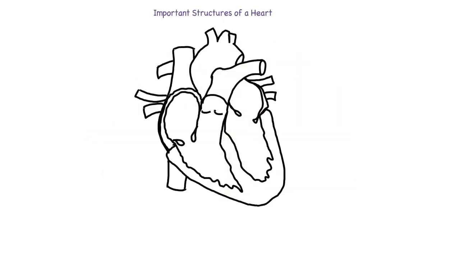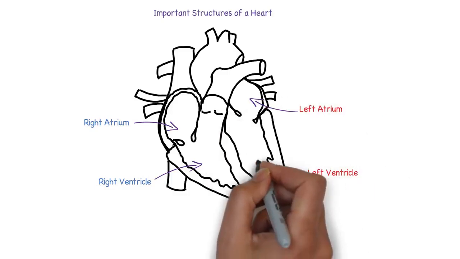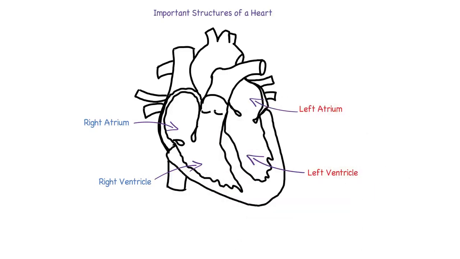The important structures of the heart are the following. The heart has four chambers: right atrium and right ventricle, which make up the right heart, and left atrium and left ventricle, which make up the left heart. Blood from the body arrives in the right heart via the superior and inferior vena cava. These are the ones that bring blood to the right atrium.